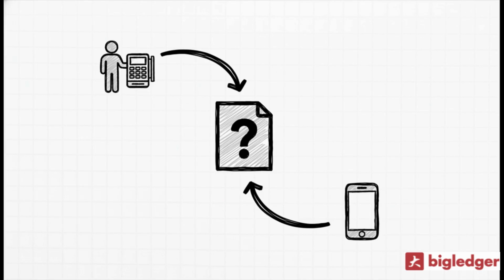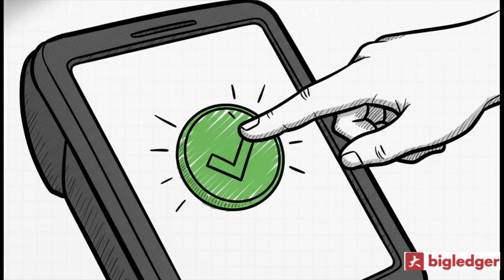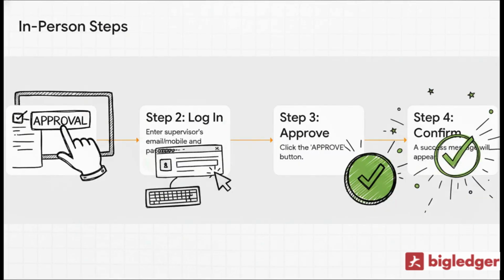Now let's switch over to the supervisor side of things. Basically, they can approve it right there in person, or do it remotely from their own device. So, let's start with in-person approval. This is when the supervisor is standing right there. We just hop on the cashier screen, enter their login info, and click approve.